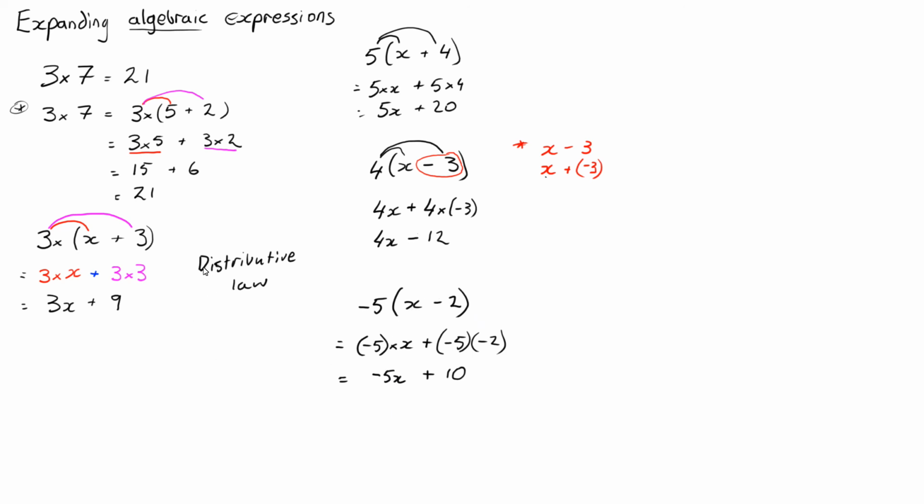So essentially, when expanding brackets, or expanding algebraic expressions, we're talking about the distributive law. To recap, it's multiplying the first number by every number inside the brackets. If you're dealing with negative numbers, make sure you include them in brackets, and just be mindful that instead of take 3, you can add negative 3.